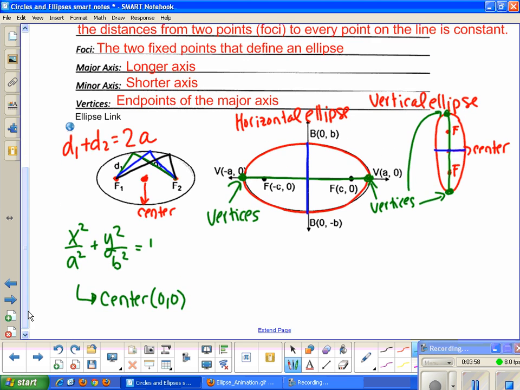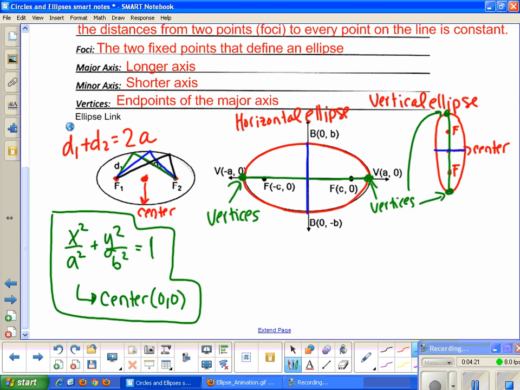Now, the equation that we get for an ellipse is x squared over a squared plus y squared over b squared equals 1. This is for an ellipse with a center at 0, 0. We're going to actually skip over doing ellipses with center at 0, 0, and we're going to just cut right into doing some of these problems, since some of you have done this in Algebra 2 already.